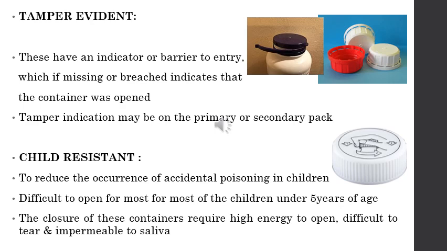The next type of closure is a child resistant closure. This will reduce the occurrence of accidental poisoning in children. These types of closures are difficult to open for most children under 5 years of age, so it will require high energy to open.